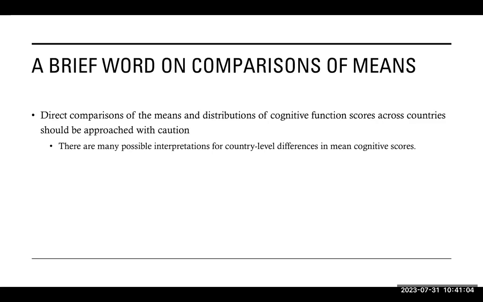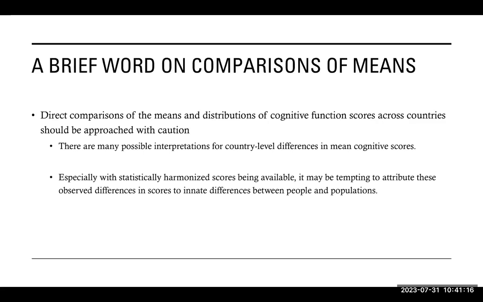There are many possible interpretations for country-level differences in mean scores. I think attributing them to inherent differences between people or between places as something like innate is a mistake. I think a lot of this is really modifiable. And because we do have these co-calibrated scores, it might be tempting to do so. I think we just want to not do that.